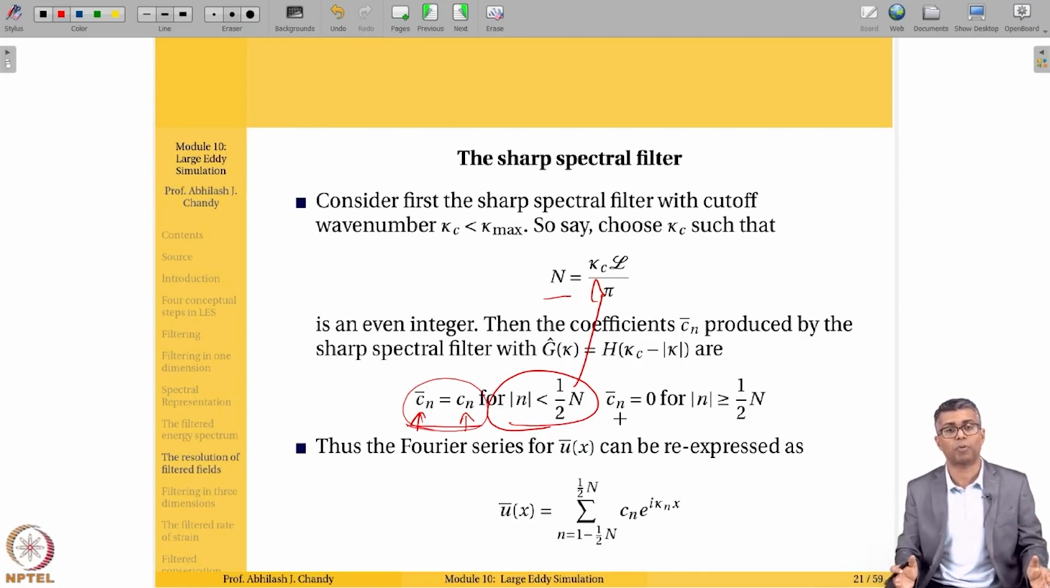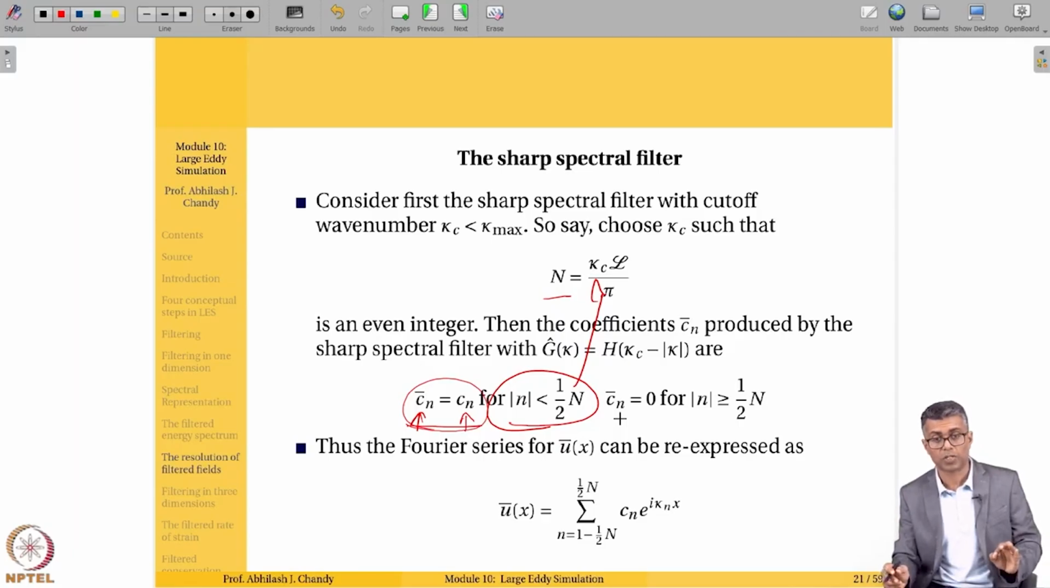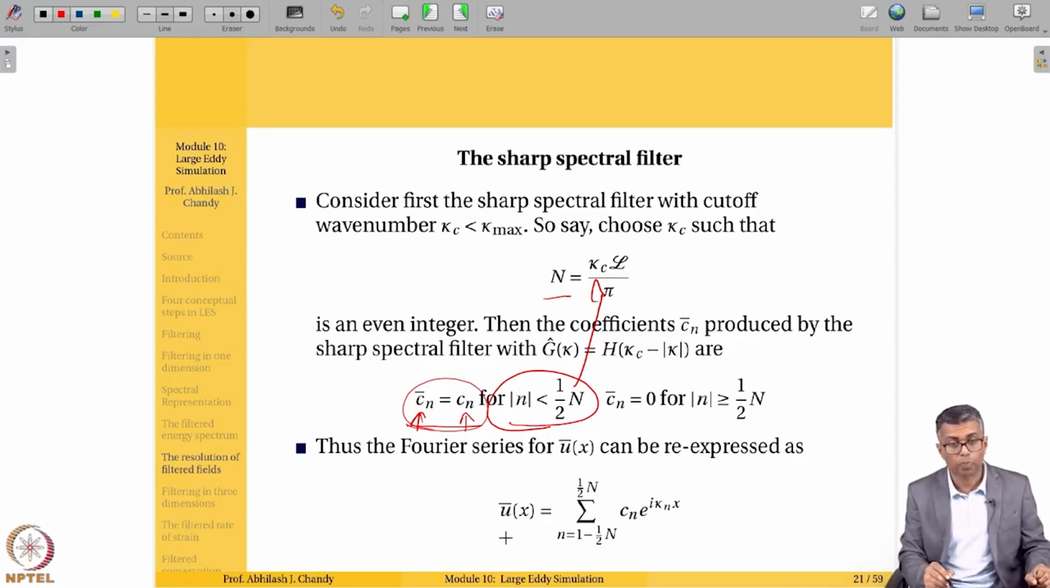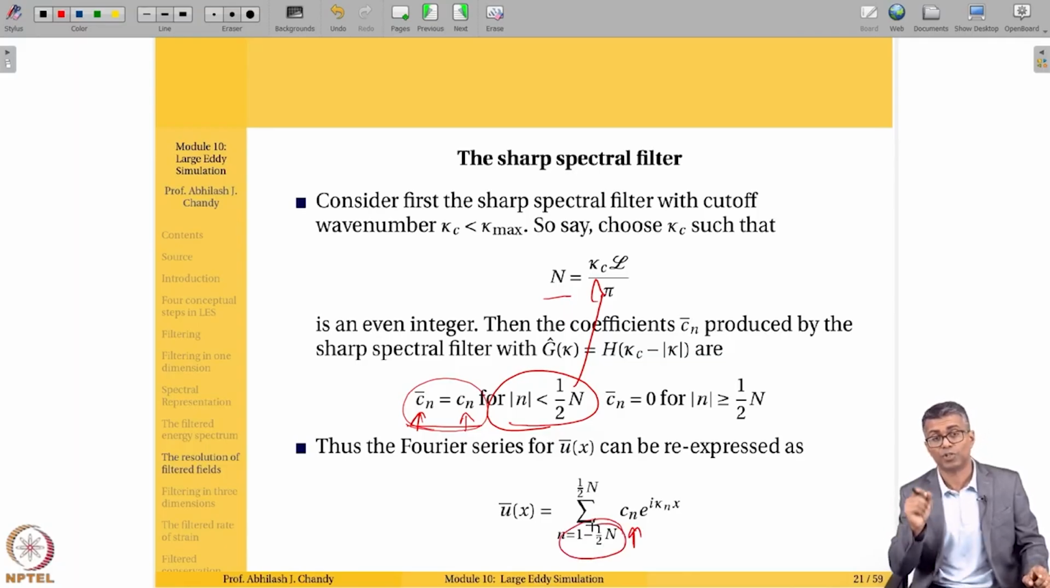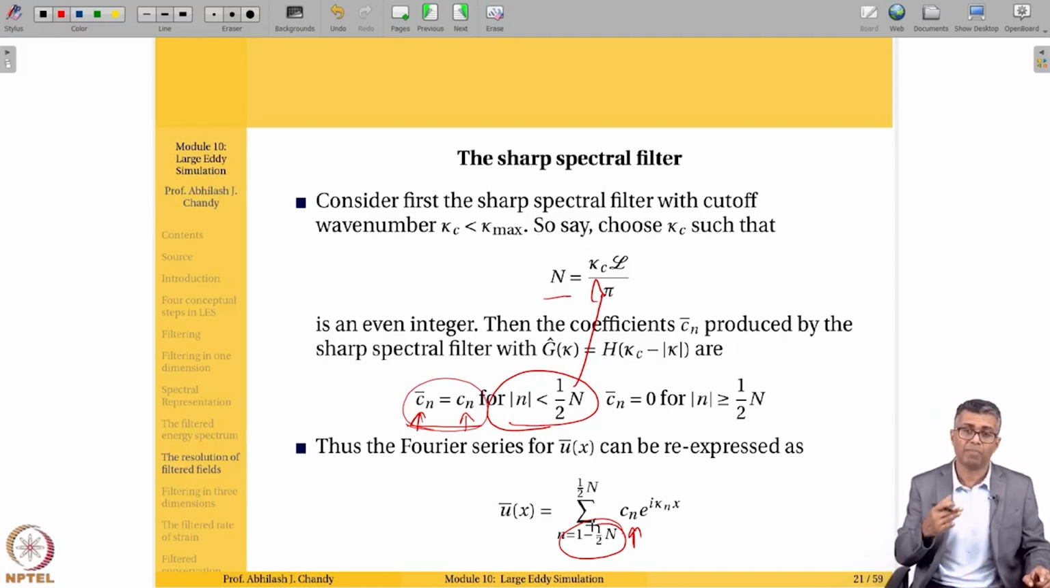N is your maximum grid points anyway, till LES. There's nothing beyond n. There's nothing beyond kappa c. So Cn bar would be equal to 0. So I hope this is clear. In that case, your U bar of x is now defined the same as your fully resolved field, except now you're only summing from 1 minus half n to half n. So it is not 1 minus half n max to half n max. It is 1 minus half n, because beyond n you are just annihilating, you are removing all the wave numbers, right? When I say n, I mean corresponding to the cutoff wave number.